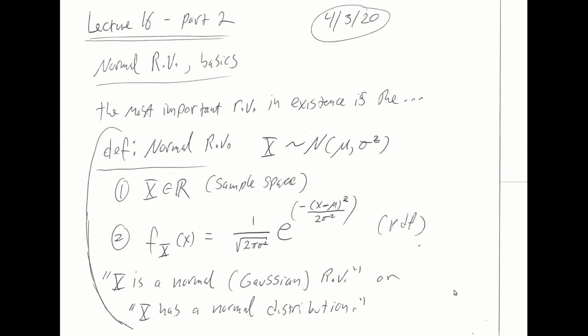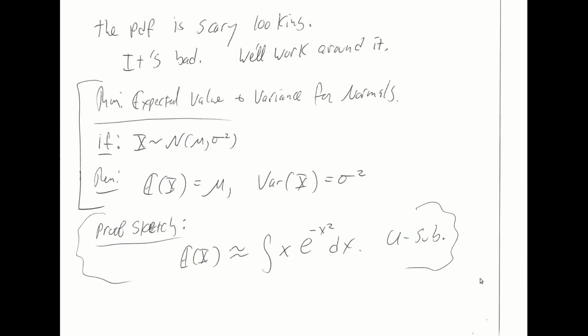When you have such a random variable with this sample space and a PDF of this form, you say X is a normal or a Gaussian random variable, or you can say that X has a normal or Gaussian distribution. The Gaussian here is capitalized. It's for Carl Friedrich Gauss, one of the greatest mathematicians to ever live, and one of the first people to recognize the importance of expressions of this type. We call them normal random variables because they show up everywhere.